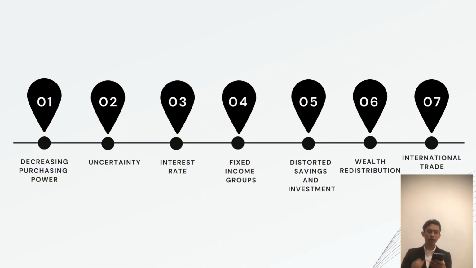So, for the last one, number 7 is international trade. Inflation can affect exchange rates and countries' competitiveness in international trade. If inflation is higher in one country than in its trading partner, its currency may weaken, affecting export and import.